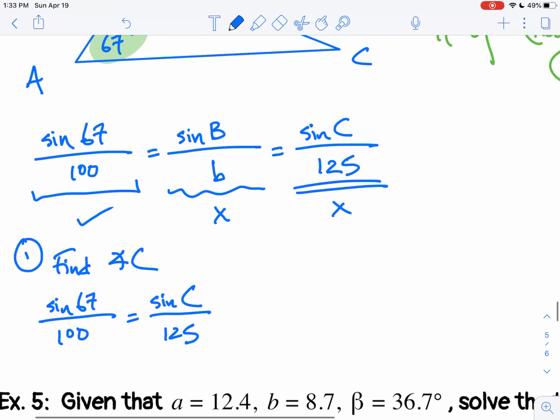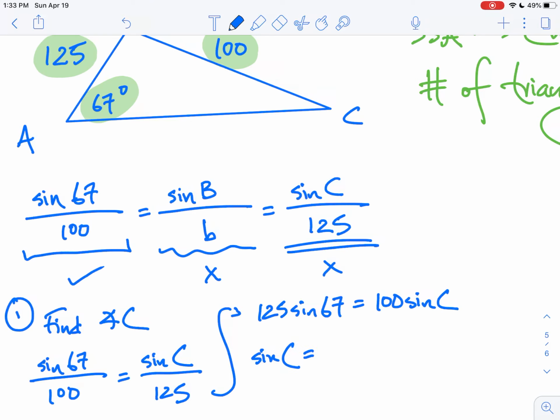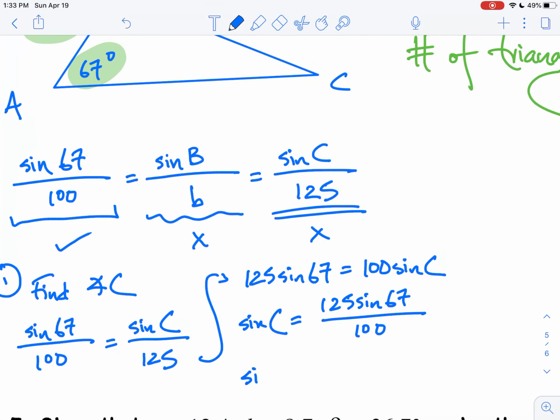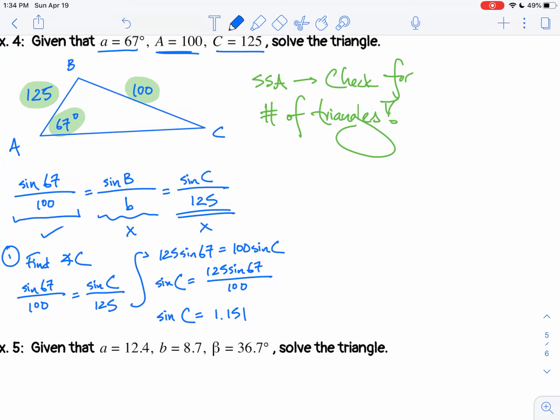I'm going to go ahead and cross multiply. So I've got 125 sine 67 equals 100 sine C. And I'm going to get sine C equals 125 sine 67 over 100. Let's type that into the calculator and see what we get. And so when we type that into the calculator, we get 1.151. Okay?